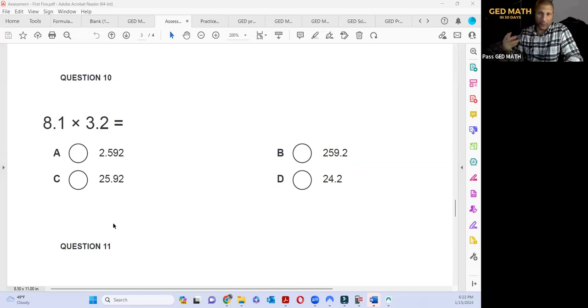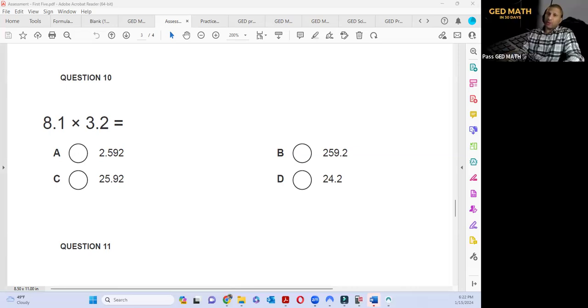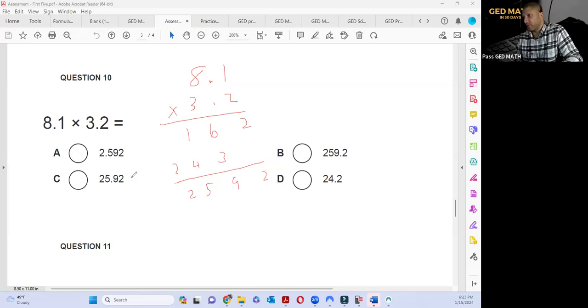Now, this is another example of the first 5 that people get. 8.1 times 3.2. When I asked a student over the weekend to do this problem, she went like this. 2 times 1 is 2. 2 times 8 is 16. 3 times 1 is 3. 3 times 8 is 24. 2, 9, 5, 2. She said, oh, the answer is 2592.